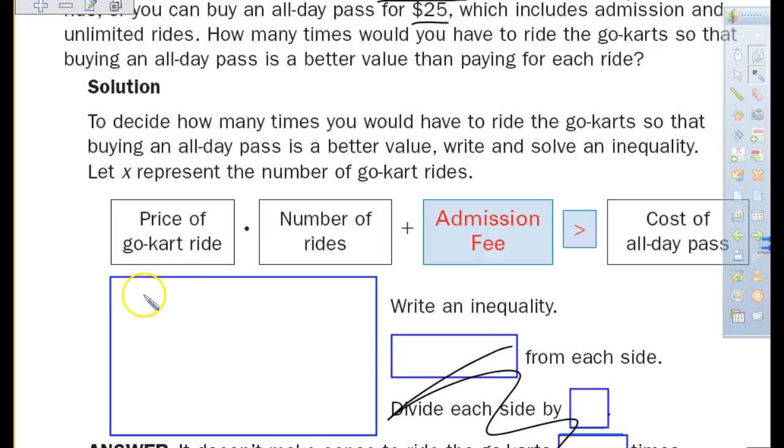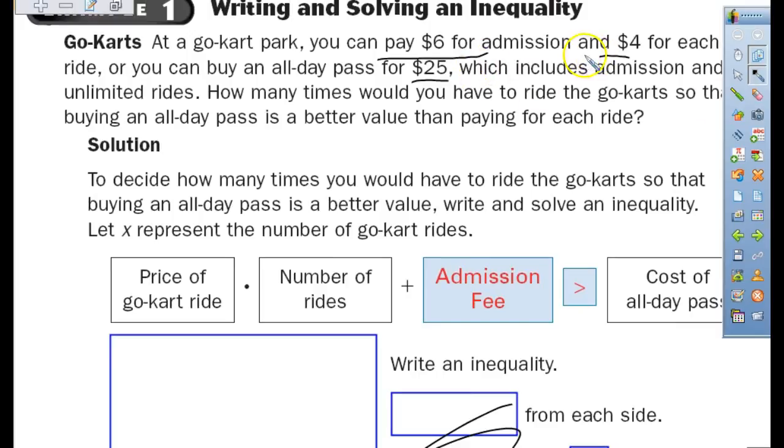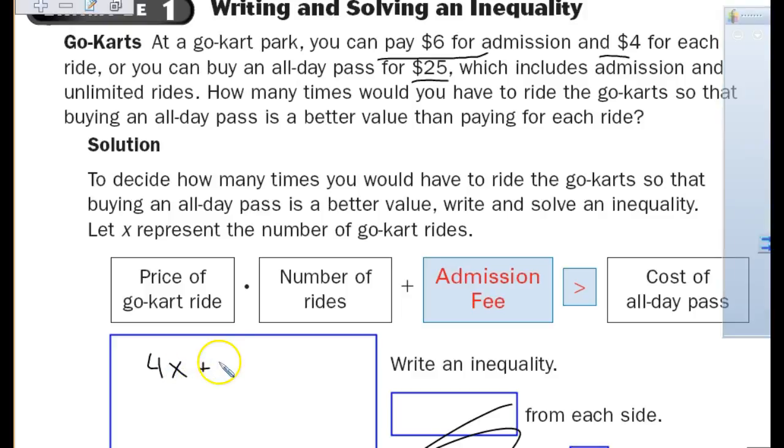So, the price of the go-kart ride, if I'm looking at that, was $4 for each ride. 4x plus how much did we have to pay to get in? 6. And we want to find out when this is going to be more than 25. This is a 2-step inequality. We get into 2-step inequalities in our next unit. We're not going to do it now. We're not going to solve it. I know some of you possibly could. We only want to write it.